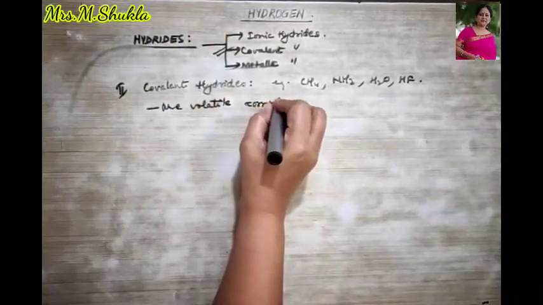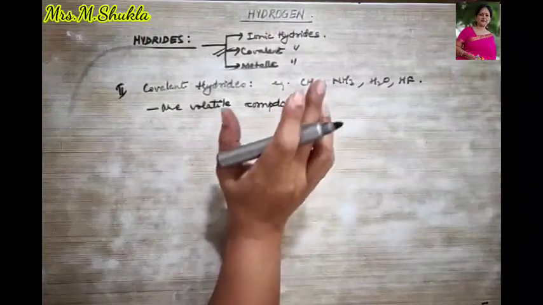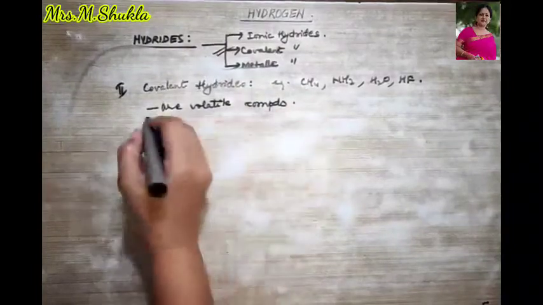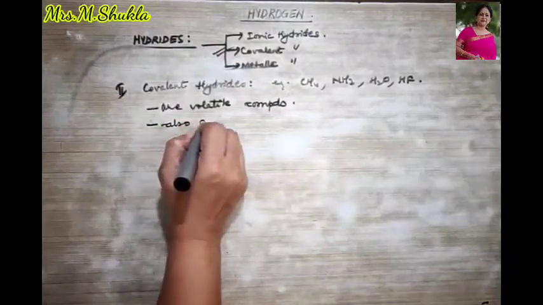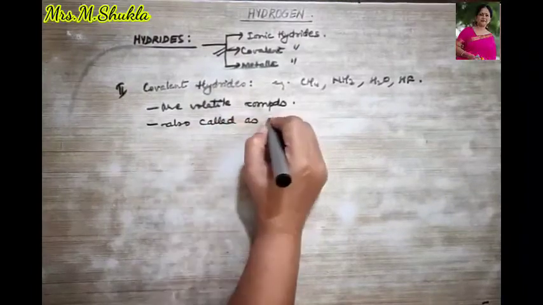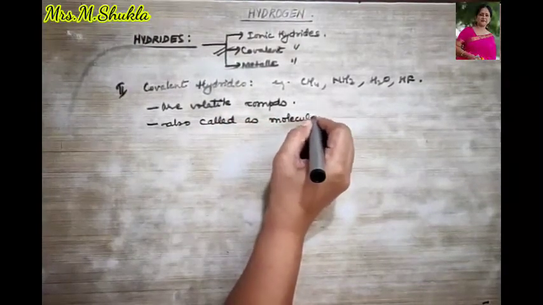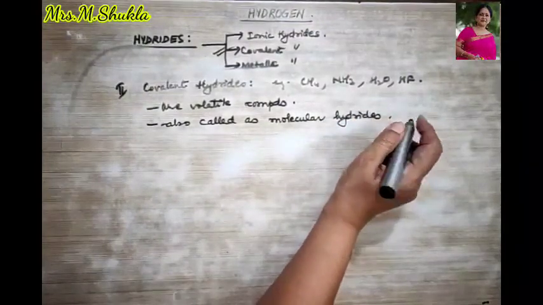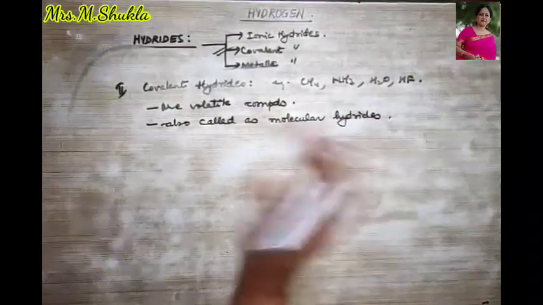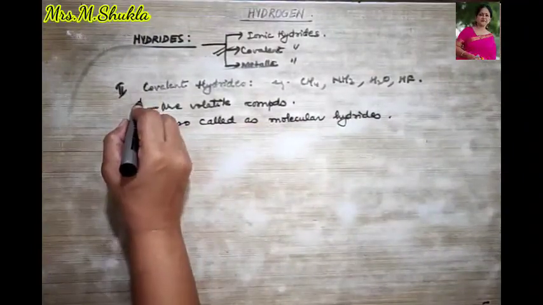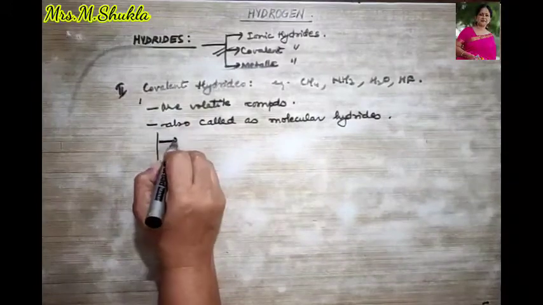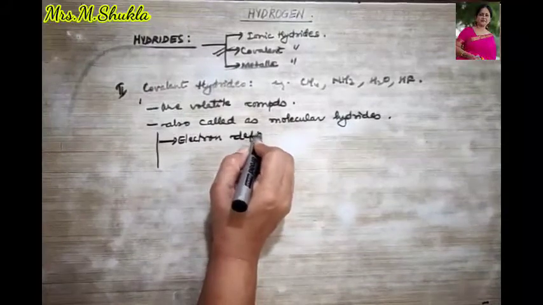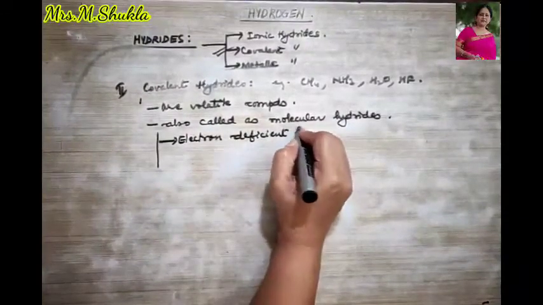Compounds. Okay, these are volatile compounds and these are also termed as molecular hydrides, right? So these molecular hydrides can further be classified into electron deficient hydrides.